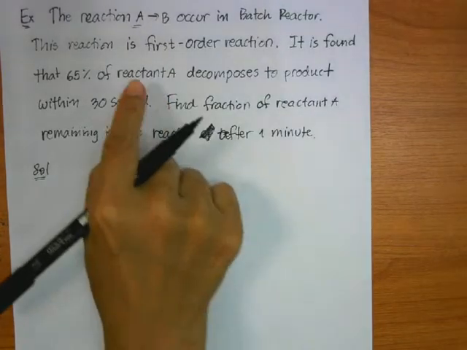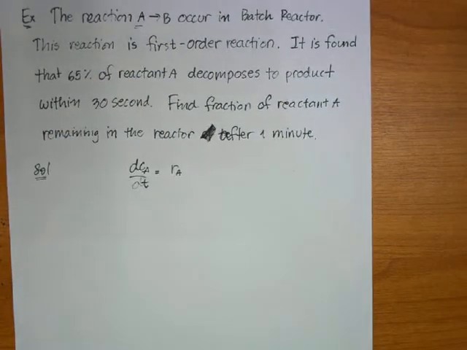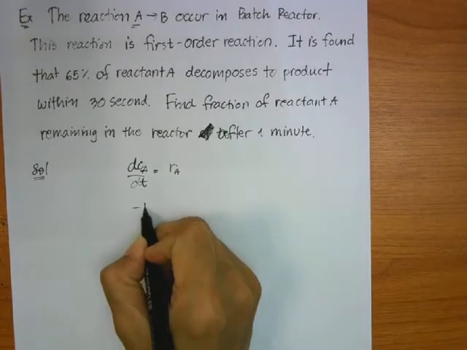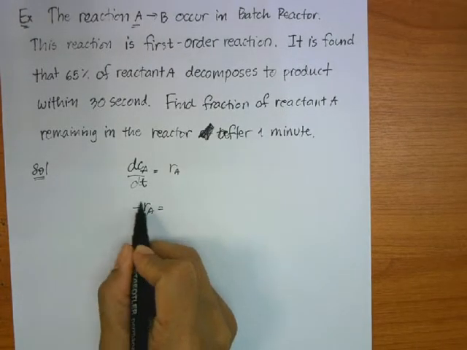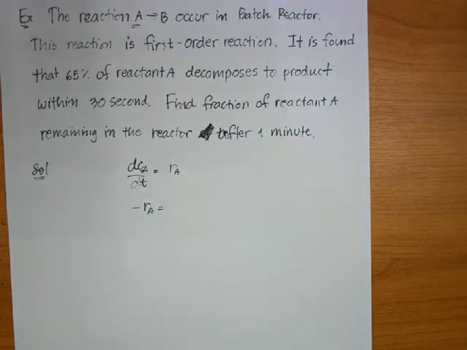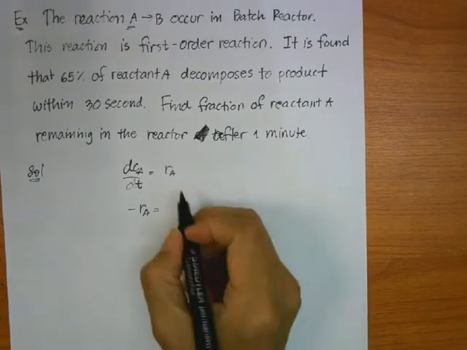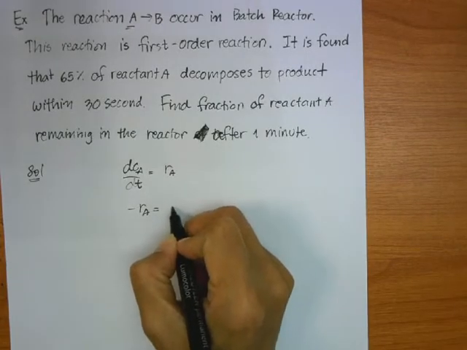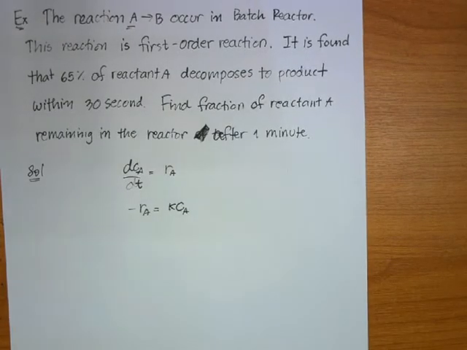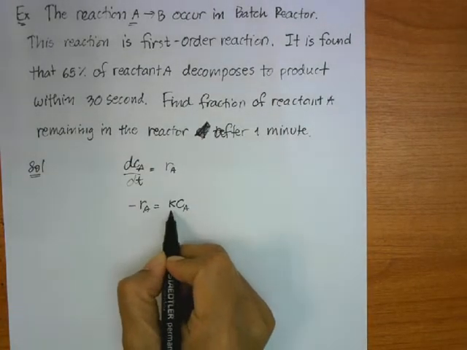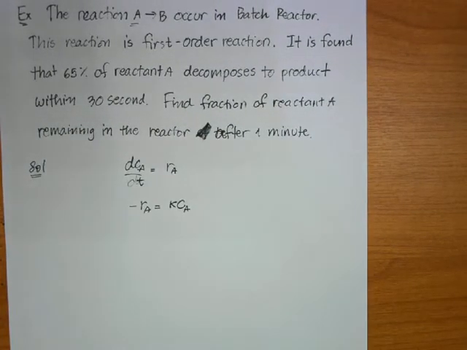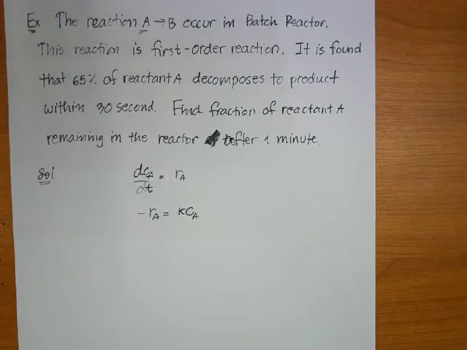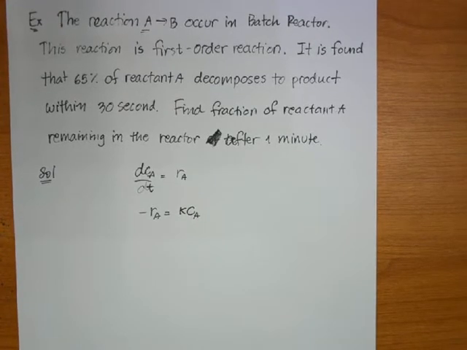It's saying that this reaction is a first order reaction. That means minus RA, where the minus says that the amount of A is just getting lower and lower, so it is decomposed, is equal to K CA. This is the first order. K is the rate constant, just a constant number. But in this problem statement, they didn't tell us what K is.